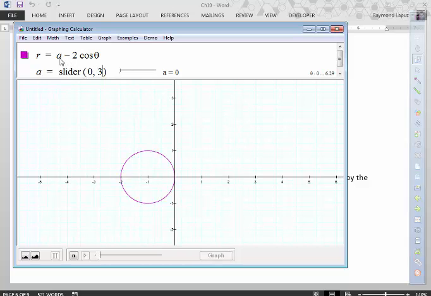So if a is equal to 0, I have just negative 2 cosine theta. Remember what that was? Well, I think we graphed r is equal to cosine theta, and we saw that it was a circle. It actually drew this thing through the circle twice. So let's start changing the parameter a little bit.